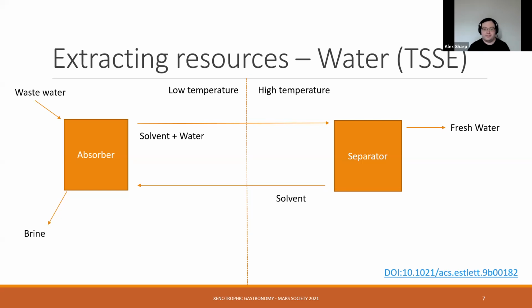So what these guys did was they found a solvent that does both, and it does both defined by the temperature. So what you end up with is a little sort of thermal loop where you pump it on one side, it absorbs all the water out of your wastewater. You pump it to the other side, you change the temperature, and it splits into two phases, and you can pull the water phase just straight off.